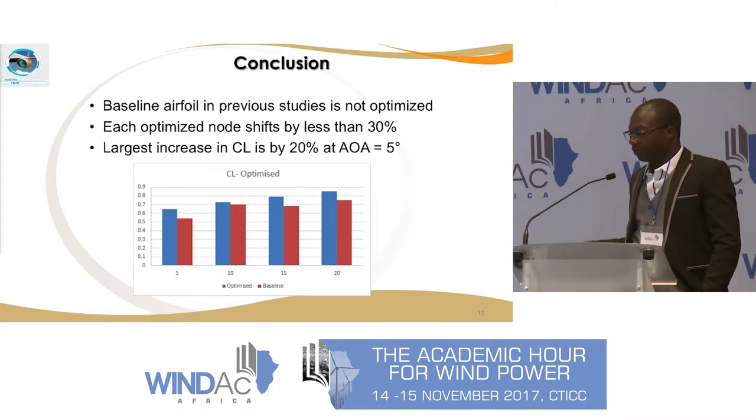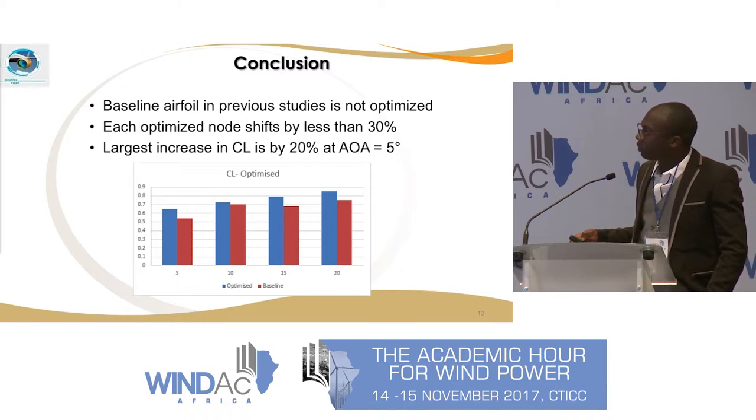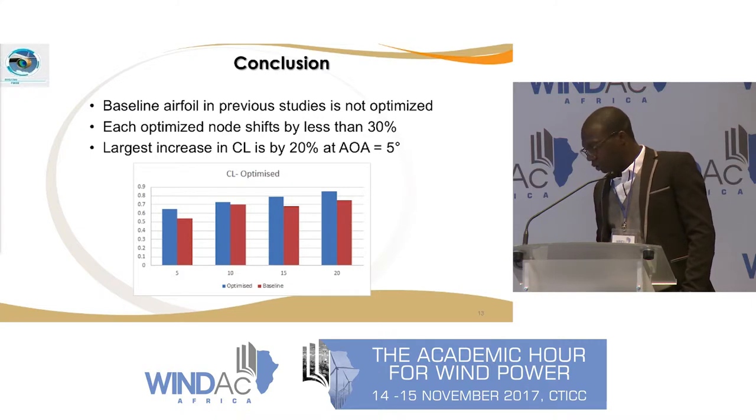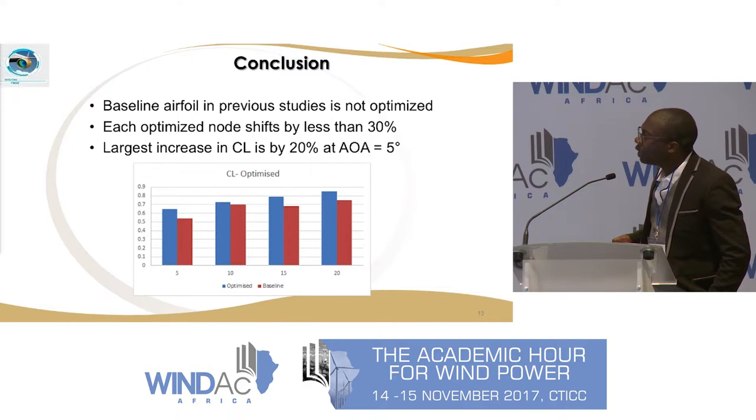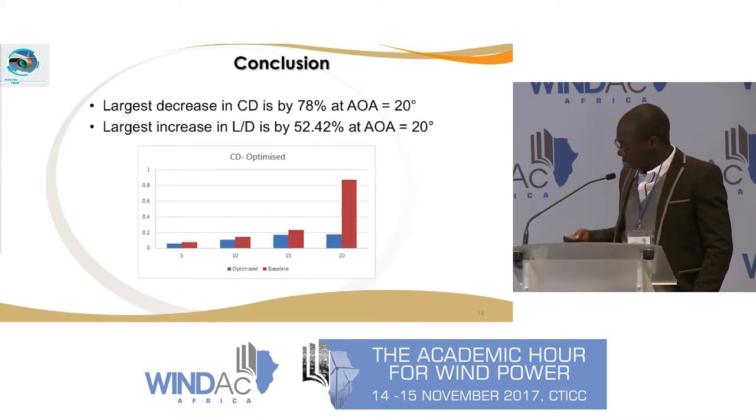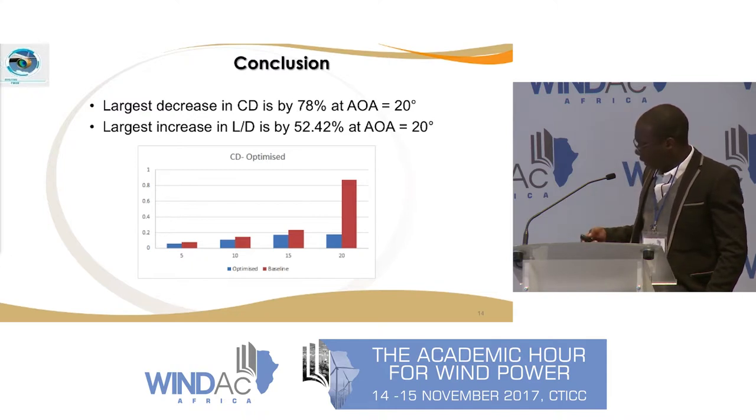The largest increase in CL was 20% at an angle of attack of 5, as shown here on the graph. There's the largest one that has increased. We can see that at 10, there was no major change or difference, so maybe the baseline that we took is more or less suitable for this angle. And then the largest decrease was found at an angle of attack of 20. So it means there was a significant need to optimize at an angle of attack of 20. And then the lift over drag was 52.42% at 20.